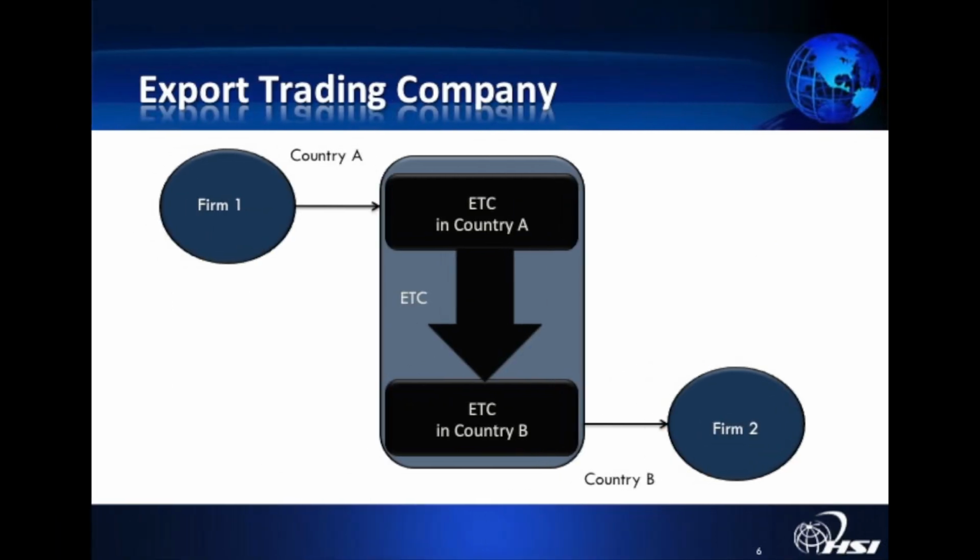Now let's first look at an export trading company, in the industry called an ETC. An export trading company purchases goods from a firm in one country and resells them in a foreign country. Now for the domestic seller, it's like a domestic transaction, a sale to a company in the home country. So a manufacturer here in Irvine may sell to an ETC here in Southern California, making the whole transaction domestic. For the foreign party purchasing the product from the export trading company, it's also a domestic transaction. It's a purchase from a company in the same country.